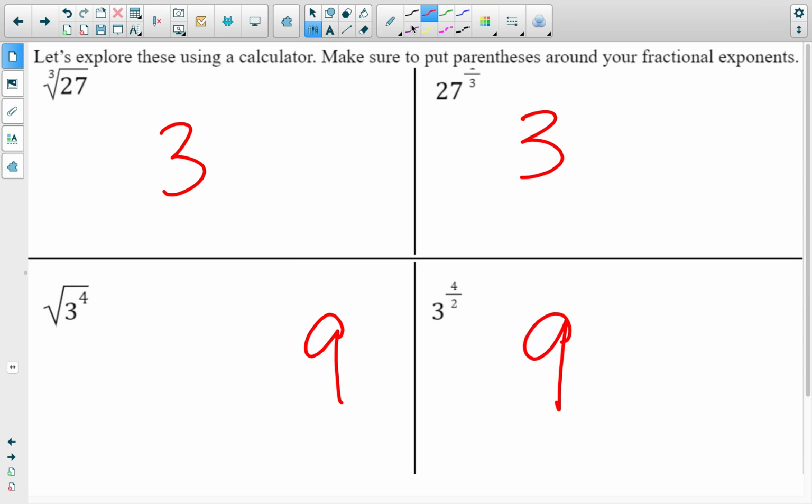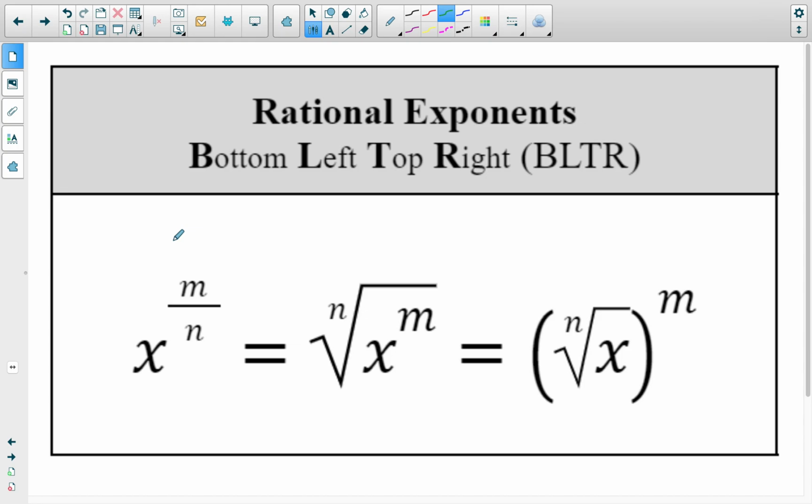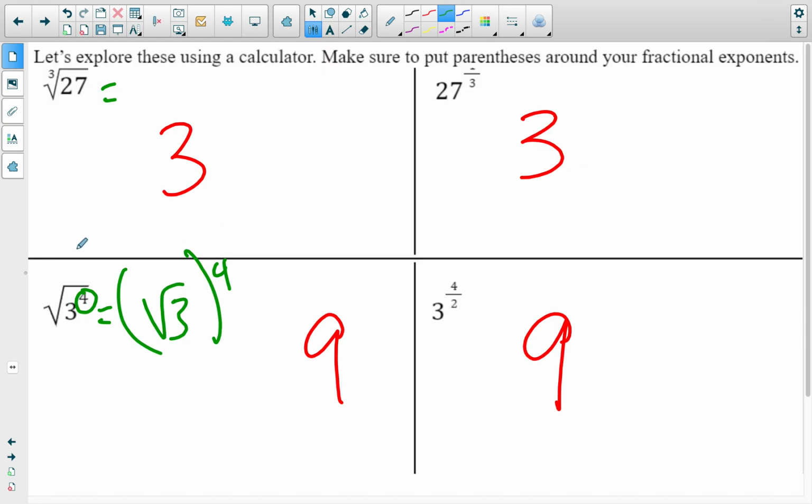And if you want to write a little note to yourself, this is the same thing as the square root of 3 to the 4th. The exponent can be done inside or outside of that radical. So with rational exponents, you may have noticed that here we're taking the square root of 3 and raising it to the 4th. We can put that as a fraction in our exponent.